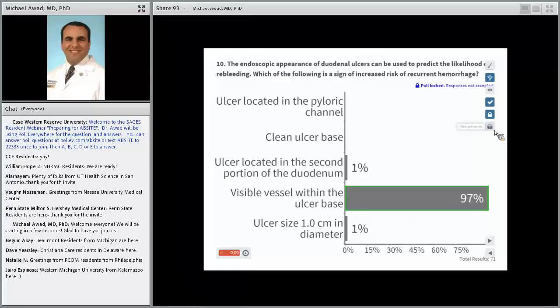All right. Well, pretty much got this one right. Don't need to spend a lot of time on this one, but obviously a visible vessel is associated with up to a 70% risk of rebleeding and significant increased mortality. So good job, everybody, on that one.